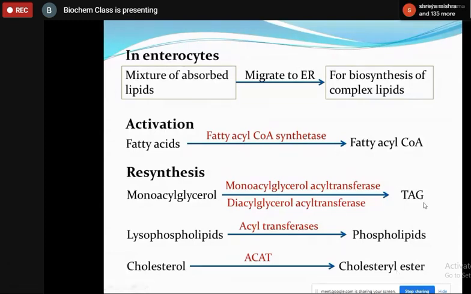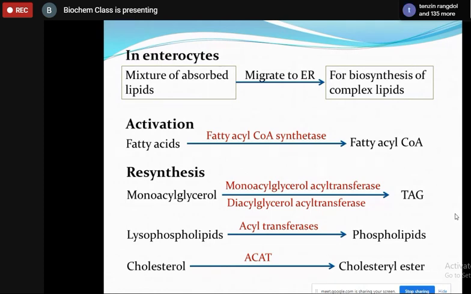So all these lipids have been regenerated in the enterocyte, but these lipids are hydrophobic in nature. They cannot travel in the blood by themselves. This triacylglycerol and cholesterol ester are completely hydrophobic in nature. They cannot travel in the blood by themselves. So do you remember how the dietary lipids are transported in the blood? Anyone?